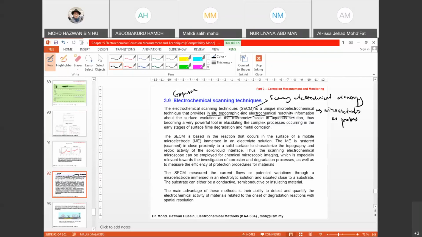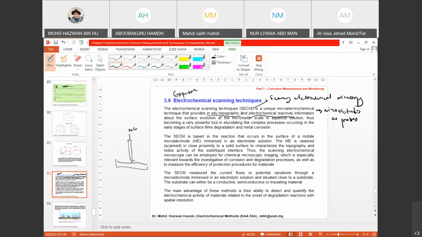So SECM measures the current flow or potential variation through a microelectrode immersed in electrolytic solution and situated close to the substrate. The substrate can be a conductive, semiconductive, or insulating material. So in this case, you have a metal surface, and then your microelectrode will be placed. The microelectrode functions like a reference electrode. Okay.